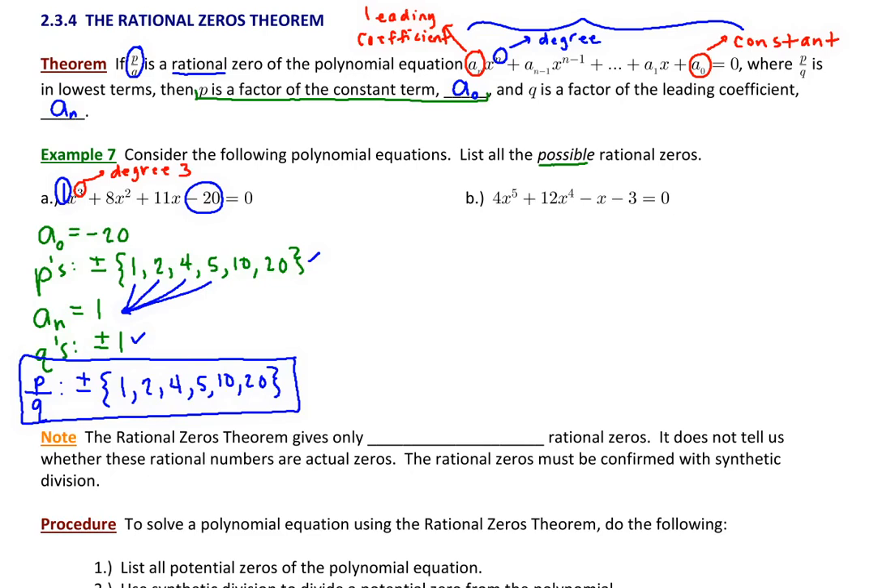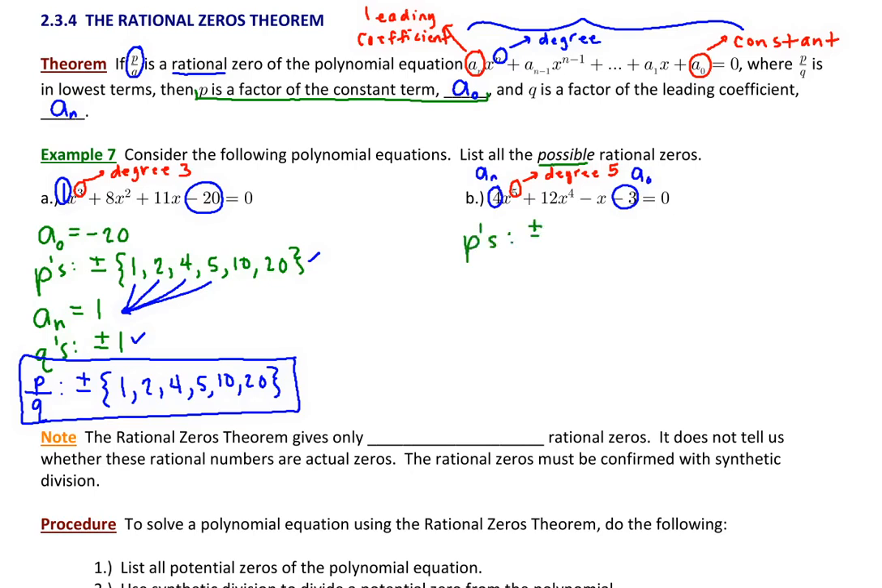Okay, let's practice that again on the next example. So in this case, we have a degree 5 polynomial equation, and we would expect at most 5 solutions. Now, important to the rational zeros theorem, we'll have our leading coefficient and our constant term. So my leading coefficient we call a sub n, and the constant term we call a naught. Now remember, the P's are the factors of our constant term.